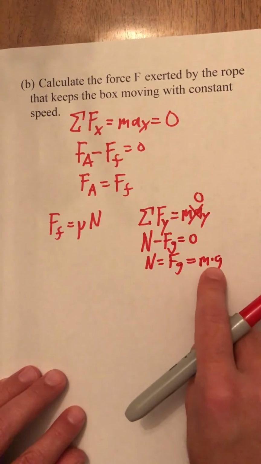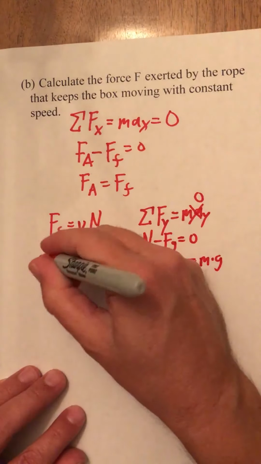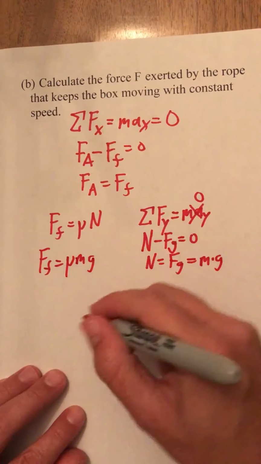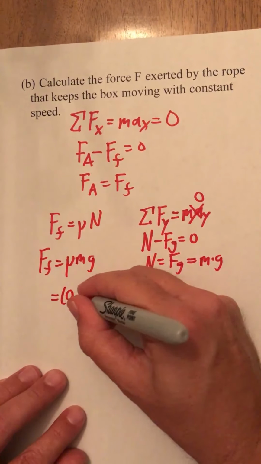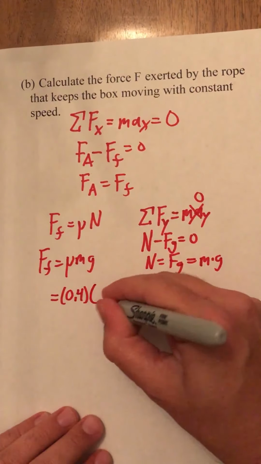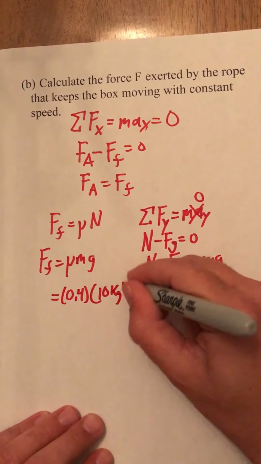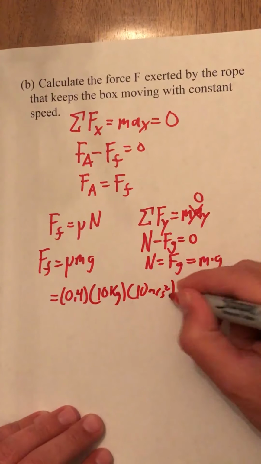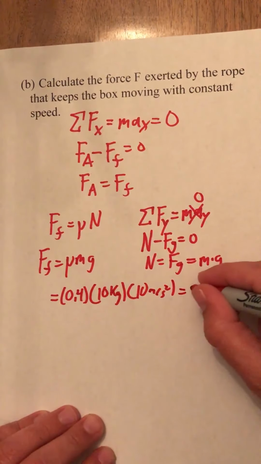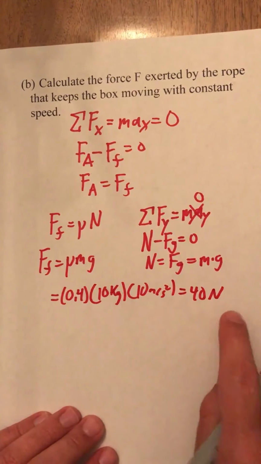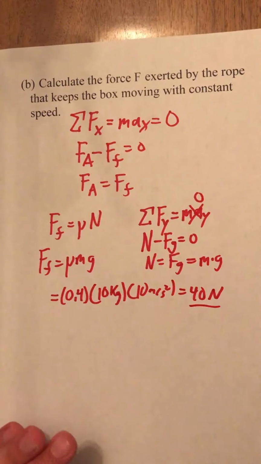So we can actually just substitute that in for the normal force right here. So we can say the force of friction is equal to mu times mass times gravity, and now we can just plug in numbers. They say the coefficient of kinetic friction is 0.4, and that the mass there is 10 kilograms, and that the gravity is 10 meters per second squared. And so that's 100 times 0.4 gives you 40 newtons. Technically what we solved for here was the friction force, but the friction force has to be equal to the force applied in order to move it at a constant velocity there.